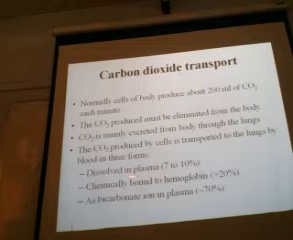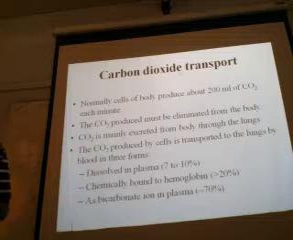Number one, dissolved in plasma, about 7 to 10%, but remember 7%. Chemically bound to hemoglobin, which is more than 20%. You can remember this 7%, this 23%, so this becomes 30%. As bicarbonate ion in plasma, which is approximately 70%.